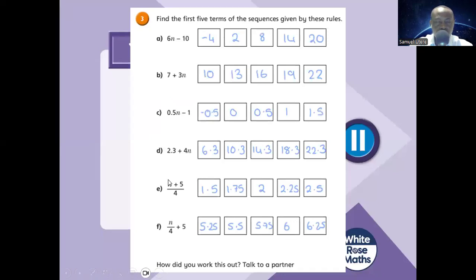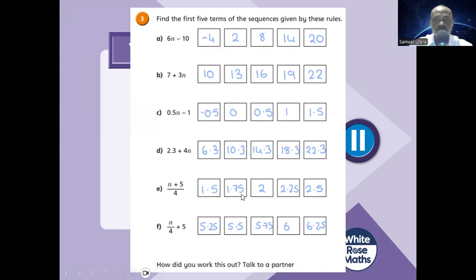This one will be 1 plus 5, which is 6, divided by 4. 6 divided by 4 is 1.5. This one will be 1 over 4, which is a quarter. A quarter is 0.25. 0.25 plus 5 will be 5.25.